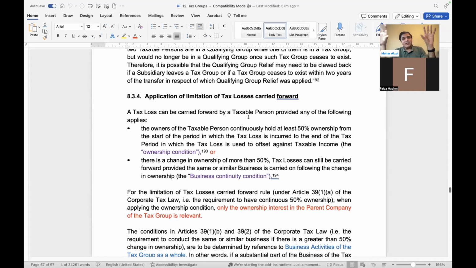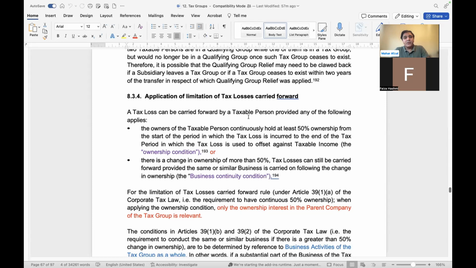What are the conditions for carry forward of tax losses? All these conditions are given in the law. You can go through this. A maximum of 75% of the taxable income they can set off against the tax loss carried forward for an unlimited period of time. The important conditions are that there is continuity of ownership and continuity of business. The first condition is continuity of ownership. The second condition is continuity of business.